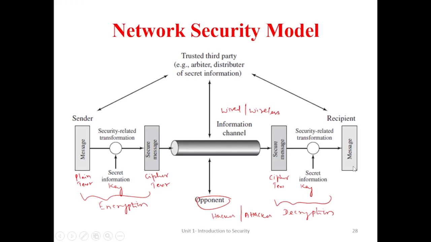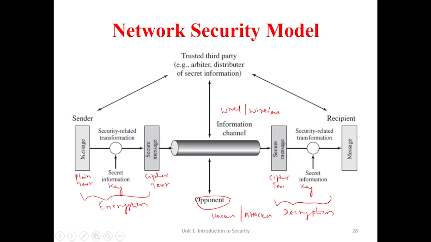Welcome to cryptography session. Here I am going to give an overview of a network security model. So this is the overall or a generalized network security model diagram. Here the left side part is controlled by a sender and the right side part of this diagram is controlled by the recipient. So here message means a normal message or original message.